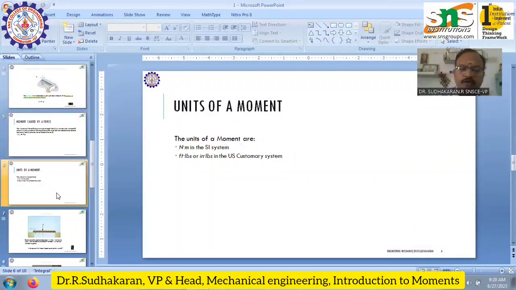So what will be the unit of moment? Moment is force into distance. Force is measured in Newton and distance is measured in meter. So in the SI system, the unit for moment is Newton meter.